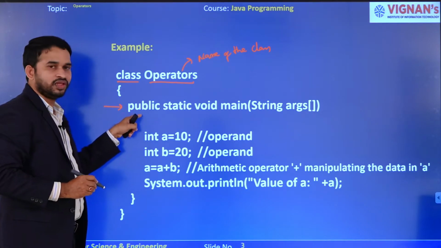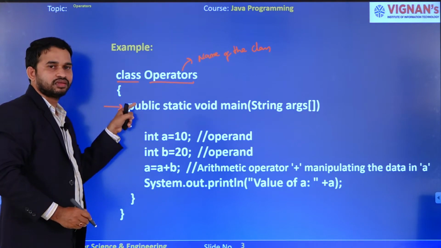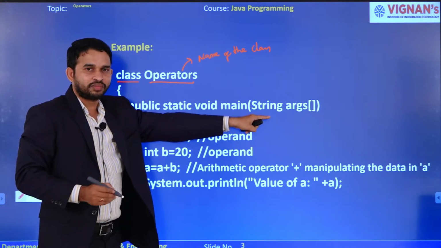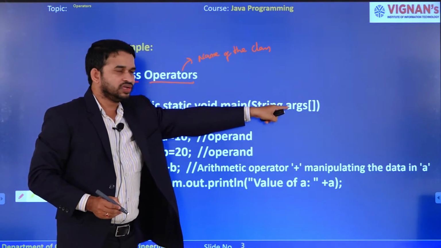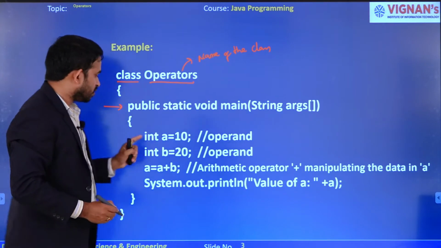What are the uses of public? This main method can be visible to all. That is the reason we declared it as public. What about this one, String args? Whatever data we give through the command prompt is stored in the args array. What type of array here? String type of array.